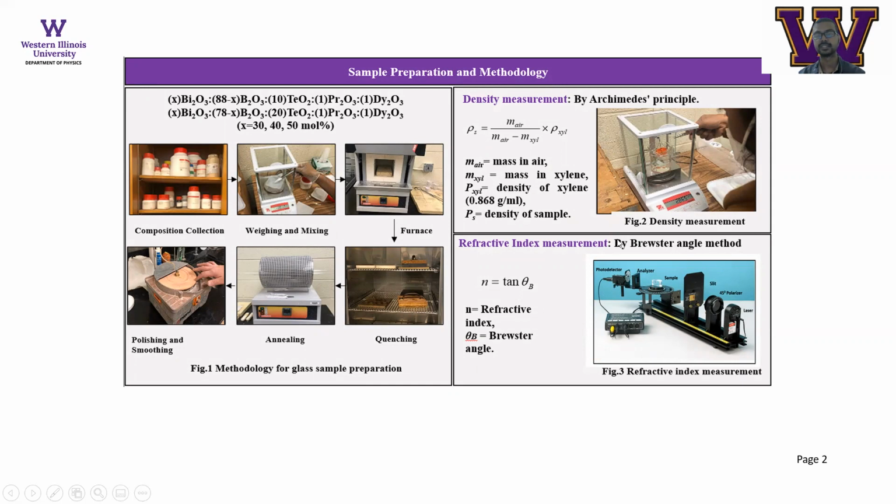For analyzing the samples, we use two methods. For density measurement, we use Archimedes principle. For refractive index, we use the Brewster's angle method.